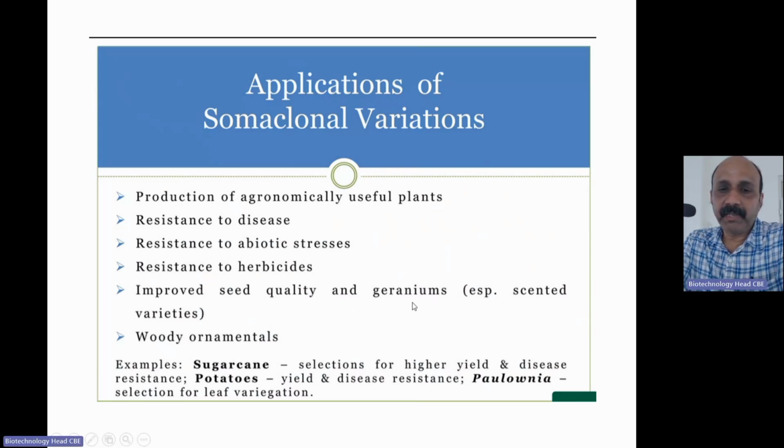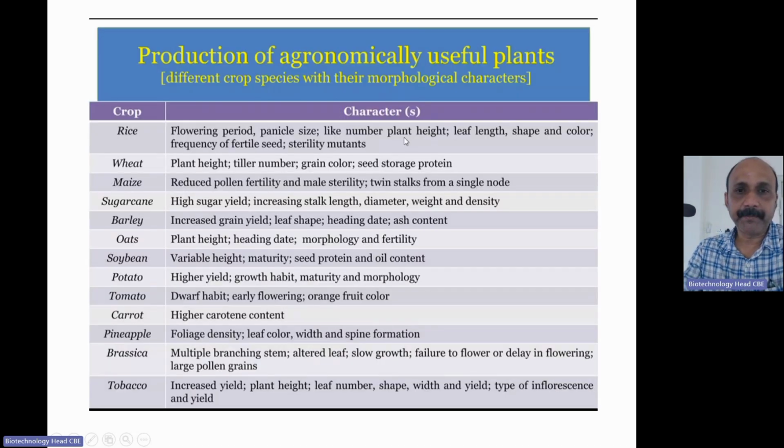Improved seed quality, especially the scented varieties of geranium, woody ornamentals. The most used example in India is sugarcane, selection for higher yield and red rot disease resistance. Or potatoes, yield and disease resistance, then leaf variation in horticultural plants. All this can arise through somaclonal variations. These are all the applications, the examples that we can obtain.